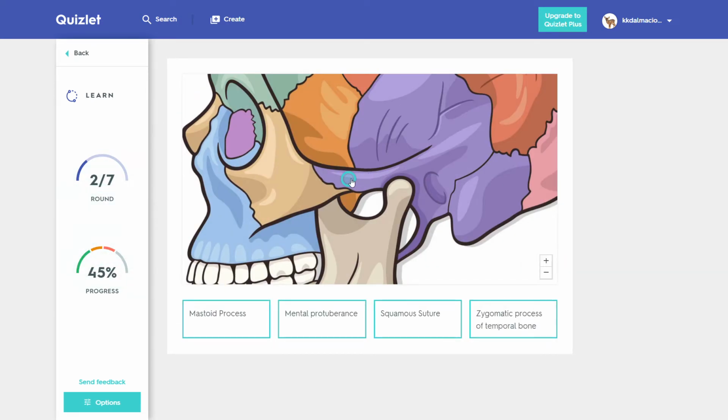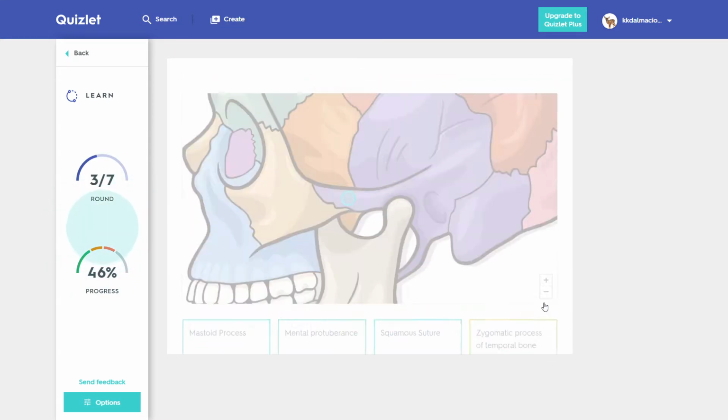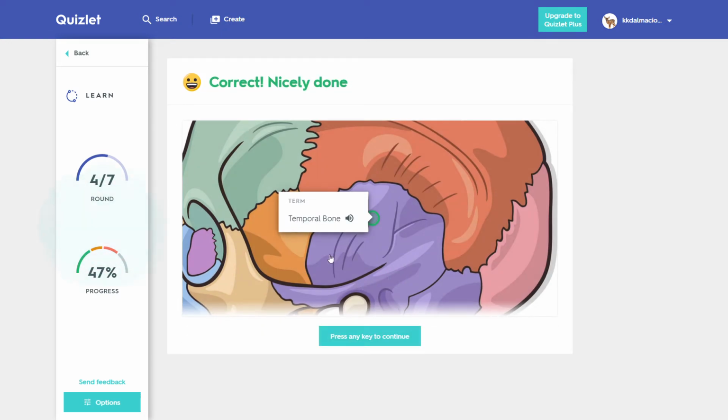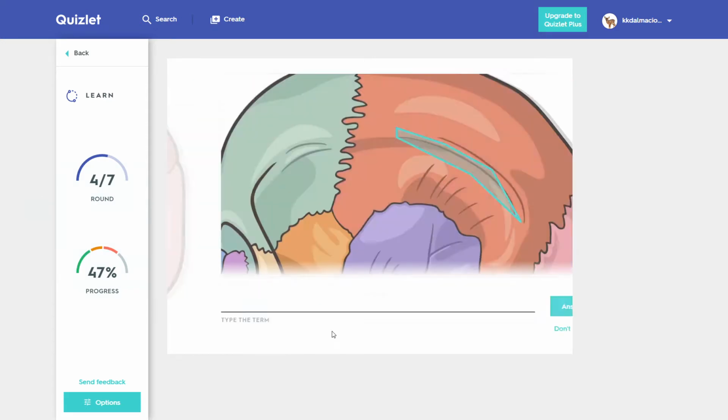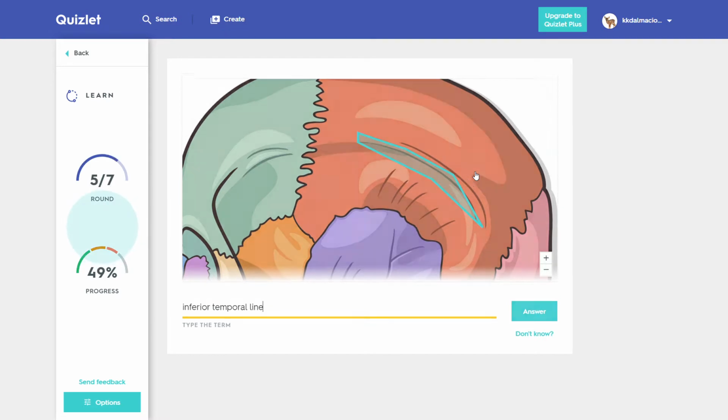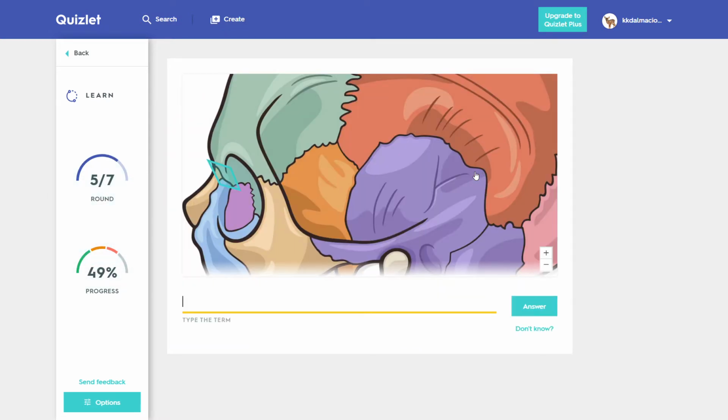Zygomatic process of the temporal bone. Again. Okay. Temporal bone. The temple's up there. Did I get the temple wrong? Guess that's the temporal bone. Okay, the red is the parietal, purple is the temporal. Okay, so this is the inferior temporal line. Yep. Okay, I got this.